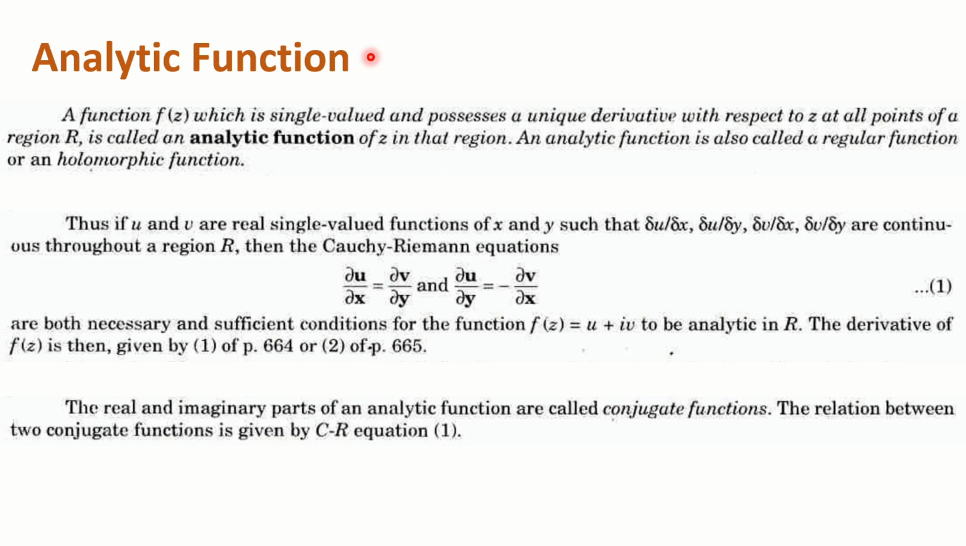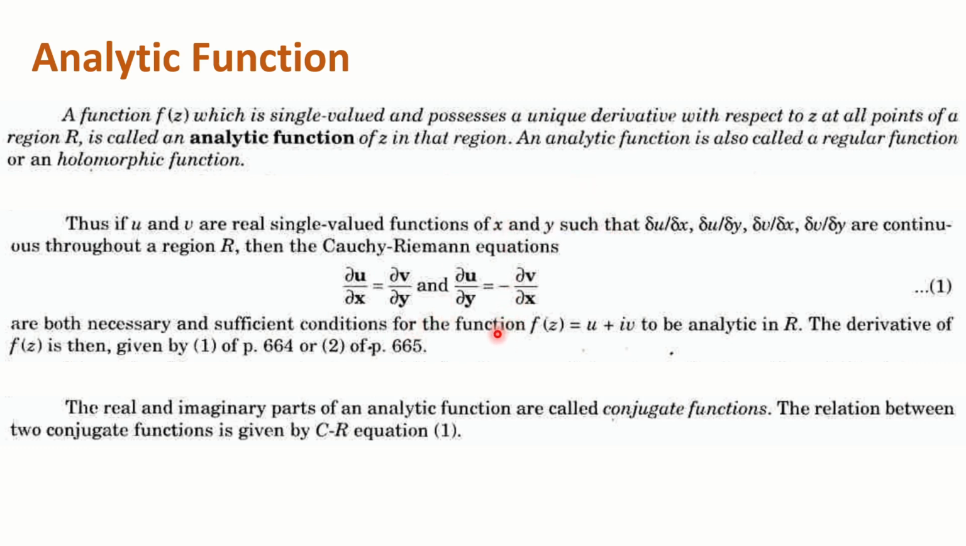Suppose u and v are real single valued functions of x and y such that the partial derivatives are continuous throughout a region R. Then the Cauchy-Riemann equations are both necessary and sufficient conditions for the function f of z to be analytic. So what we understood is that if a function has unique derivatives at all points of a given region, then it is an analytic function. So how do I know, if I am given any complex function, whether it is an analytic function or not?